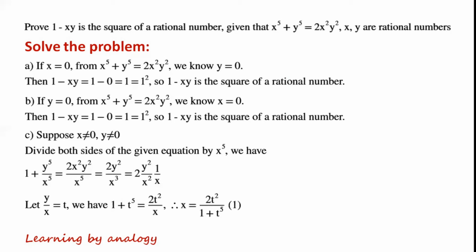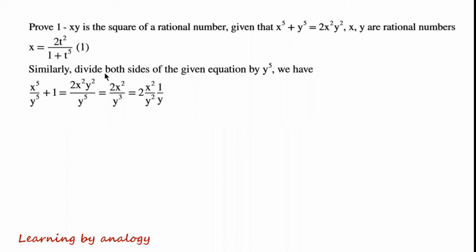Let y over x equal t. We have 1 plus t to the power of 5 equals 2t squared over x. Rearranging this, we have x equals 2t squared over 1 plus t to the power of 5.